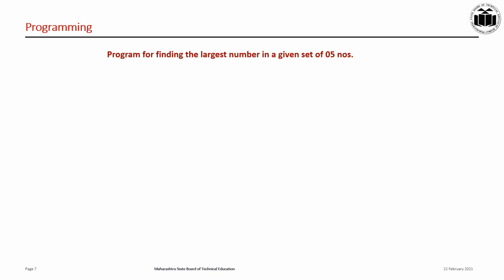Program for finding the largest number in a given set of 5 numbers. ORG 0000H to initialize starting memory address. MOV R0, #40H will initialize memory pointer. MOV R7, #05H will initialize counter.